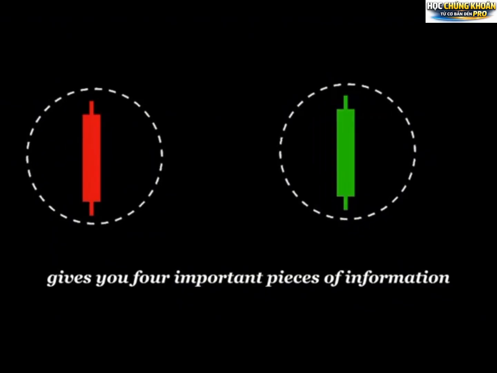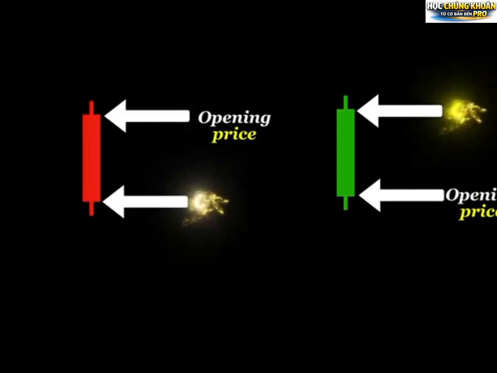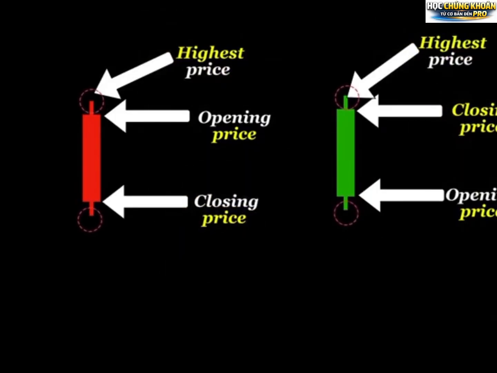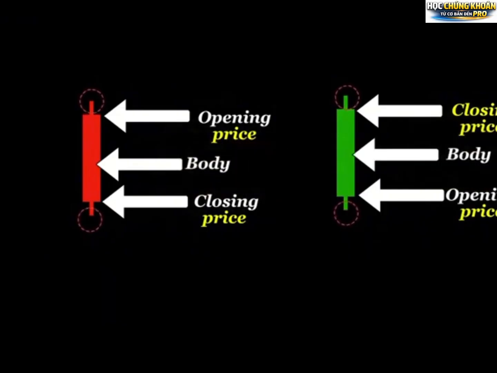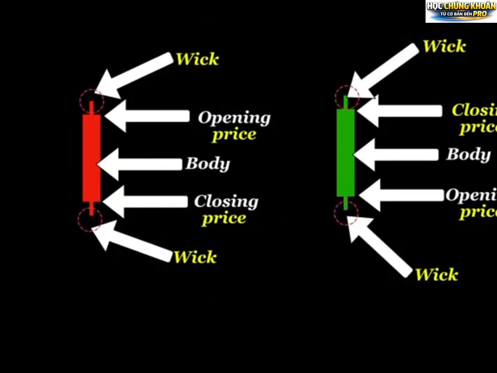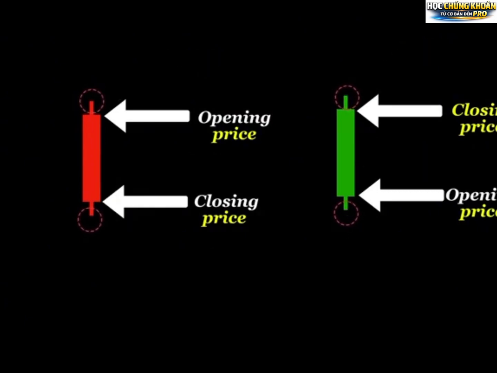Each candlestick gives you 4 important pieces of information: the opening price, the closing price, the highest price, and the lowest price. The thick rectangular part of the candle is called the body. It shows the distance between the opening price and the closing price. Above and below the body, you will often see thin lines. These lines are called wicks, or sometimes shadows, and they show how far the price moved above or below the body during that period.